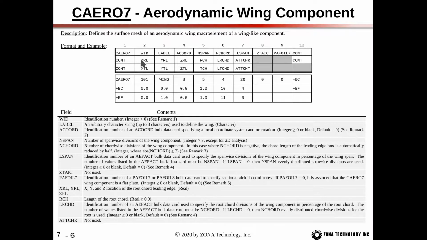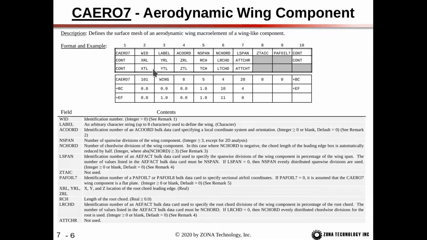Most often you will want to refer to a PAFOIL7 card to define your airfoil. The next row here is for the root side of the AEROZ, and with ZAERO, you always want to remember that the root is actually the left-hand side of the AEROZ, and the tip side is the right-hand side. So on the right wing, or the right-hand side of the aircraft, the root is the left-hand side, and the tip is the right-hand side.